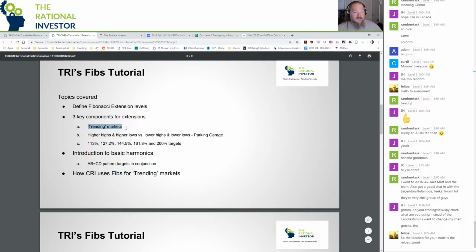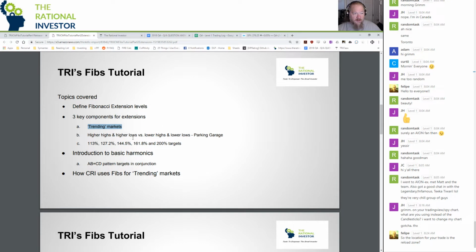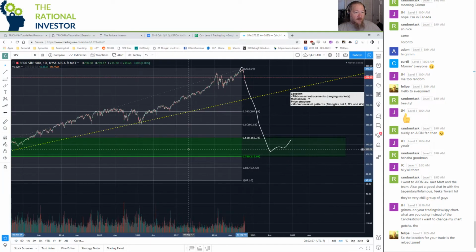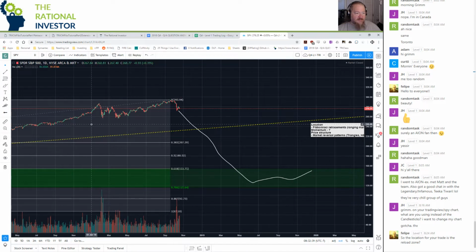So extensions, since we're looking for how much further are we going to go in this, are used in trending markets, not in ranging markets. Trending markets are described as higher highs and higher lows, or lower highs and lower lows. Okay, it's really important to remember when you're looking at a chart. Visually, we can see, okay, things are just going up. But what does that mean? That means that our highs are getting higher and our lows are also getting higher, right? That's a trending state, an upwards trending state, right?